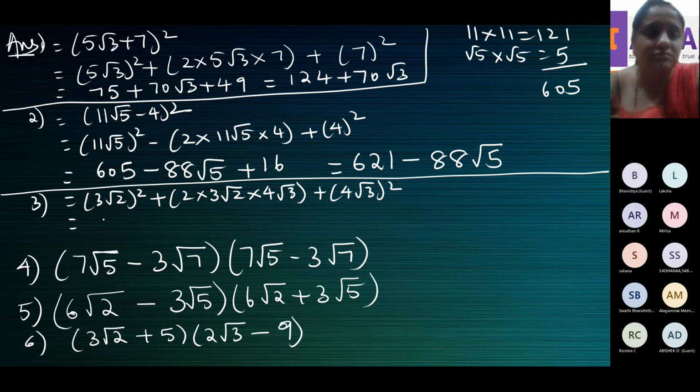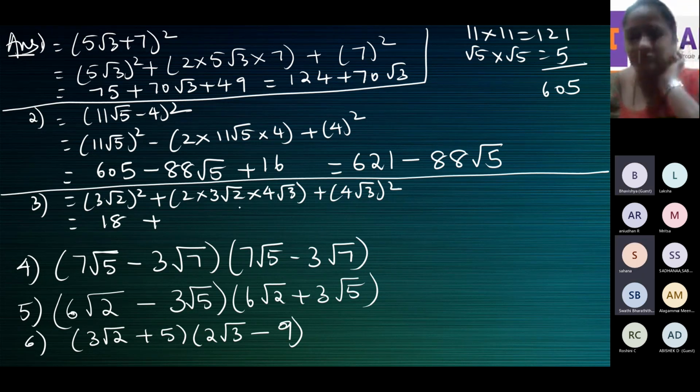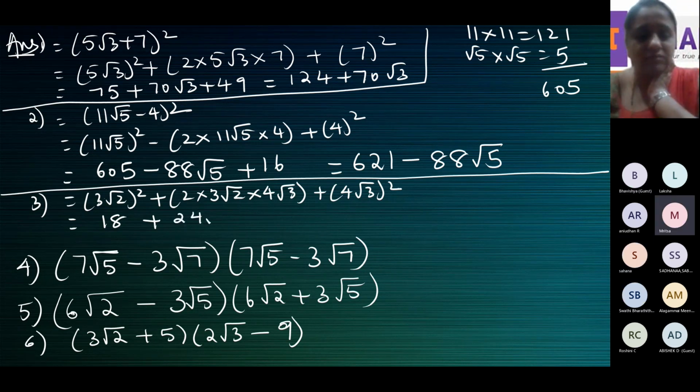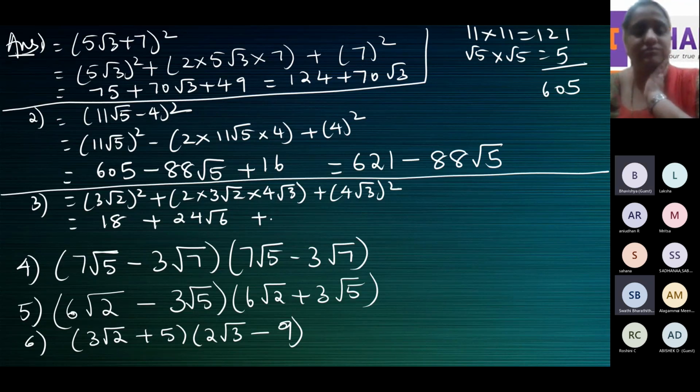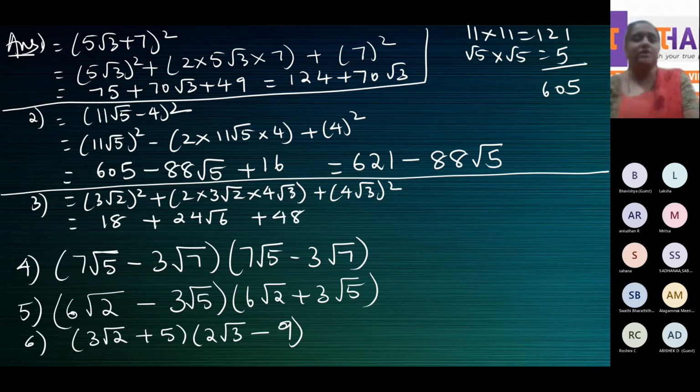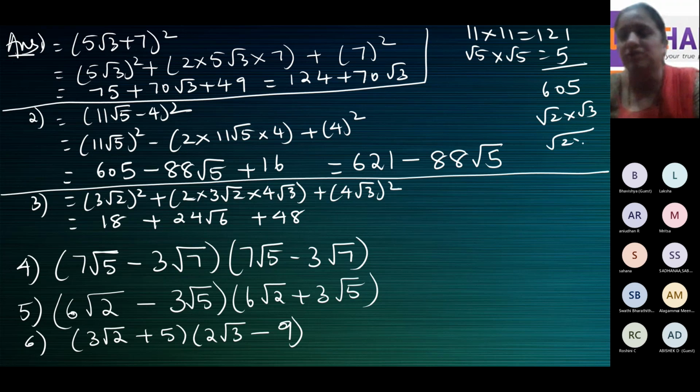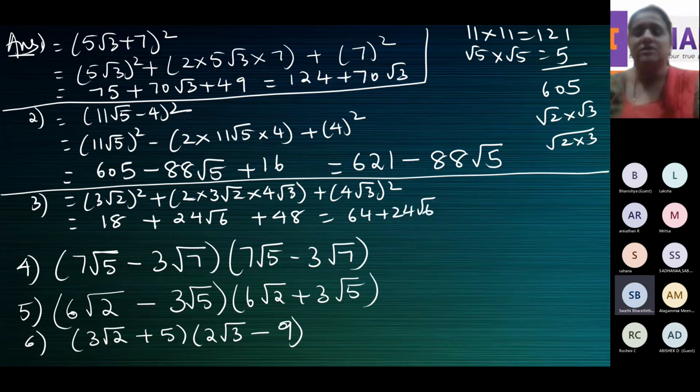Ma'am, 18. 18. Plus, here this one, 24 root 6. Then plus 48. Very good. Now how do you get root 6? Because 2 3s are 6, 6 4s are 24, and root 2 into root 3 is root of 2 into 3. You can multiply anything. So root 6, 24 root 6 plus 48. So 18 plus 48 is 66 plus 24 root 6, correct?